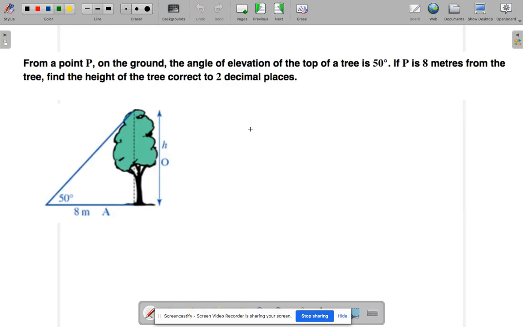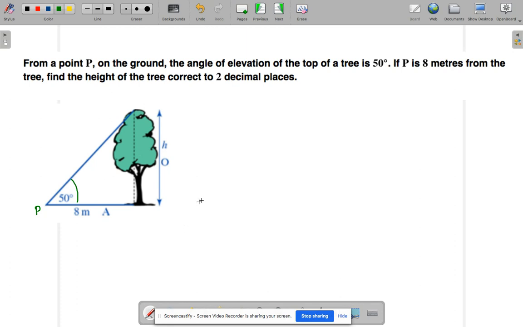Let's have a look now at an angle of elevation question. From a point P on the ground, the angle of elevation of the top of the tree is 50 degrees. So we haven't got the point P labelled, so I'll label it there. And once again, from that point, the angle that is made between the ground and the top of the tree is 50 degrees. That's the angle of elevation.